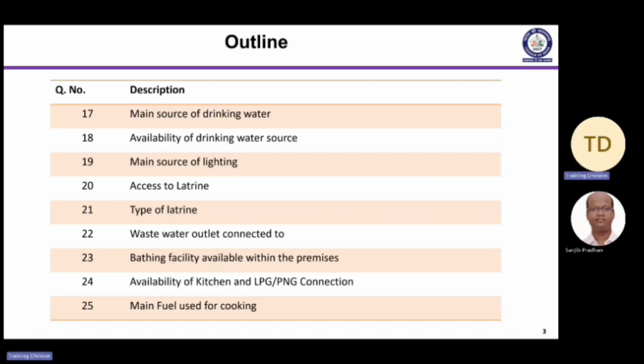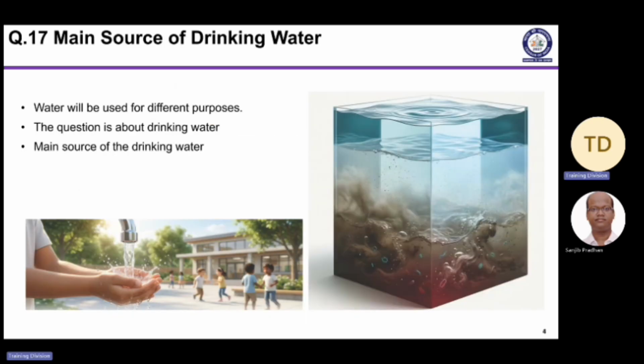Good afternoon all. So 17 to 24, these are our questions: main source of drinking water, availability of drinking water source, lighting, latrine, wastewater, bathing facility, kitchen and LPG, and main fuel used for cooking. Let's go one by one. So the 17th question, the first question in this session, is about the main source of drinking water.